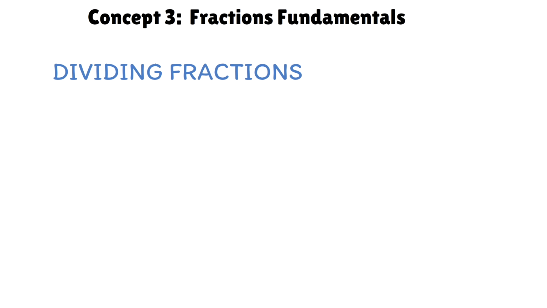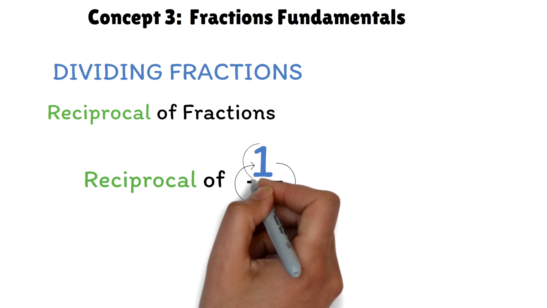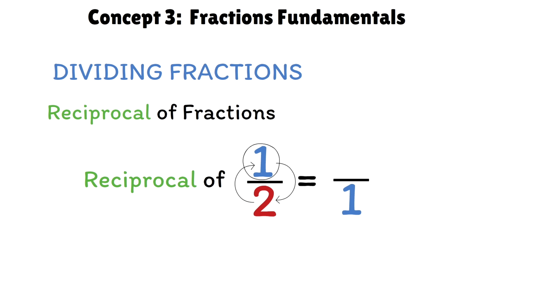Now let's talk about dividing fractions. Before we learn how to divide fractions, we must learn how to find the reciprocal of a fraction. Finding the reciprocal is easy. For example, let's find the reciprocal of 1 over 2. To find the reciprocal, all you have to do is move the numerator down and take the denominator up. So we are just swapping the positions of the numerator and the denominator. So the numerator, 1, will become the new denominator, and the denominator, 2, will become the new numerator. So the reciprocal of 1 over 2 is 2 over 1.